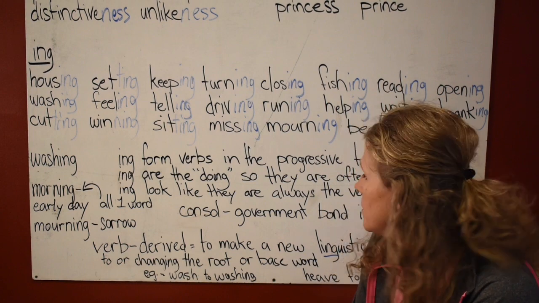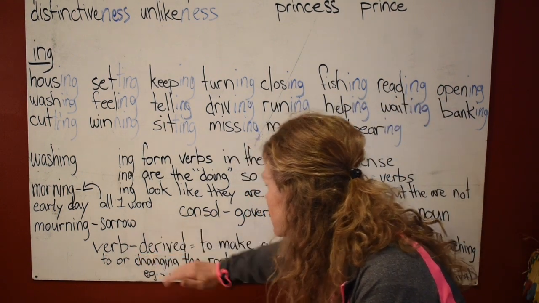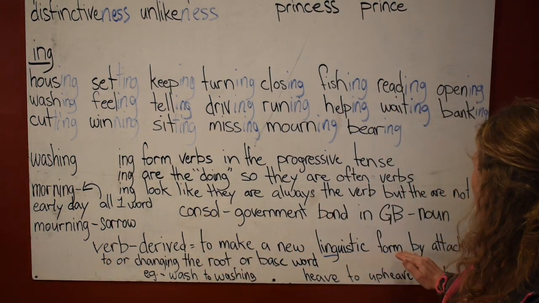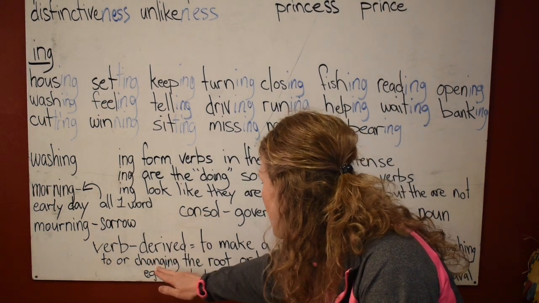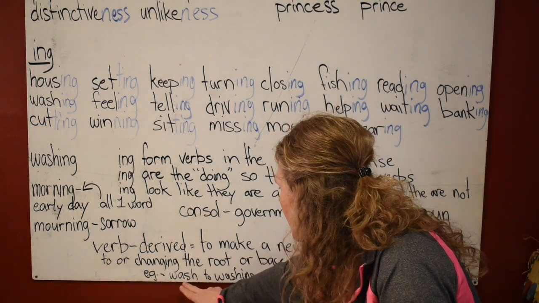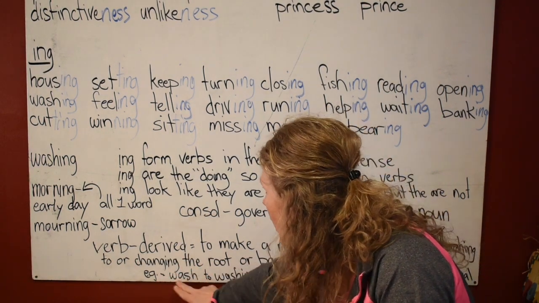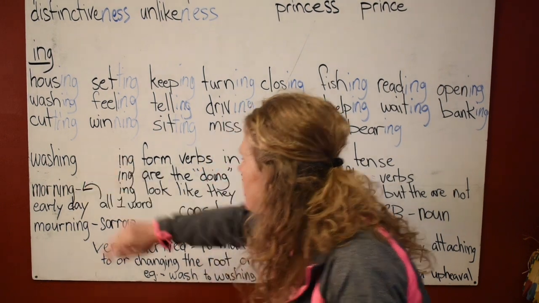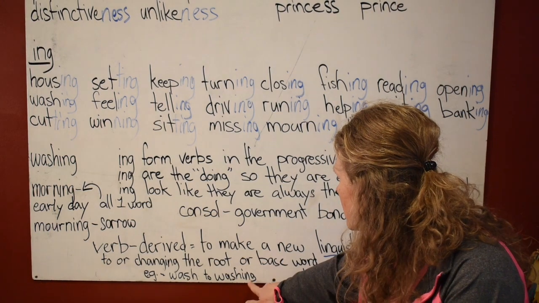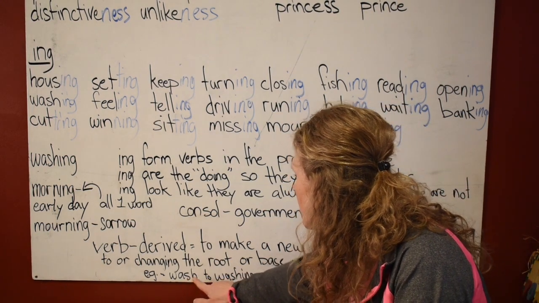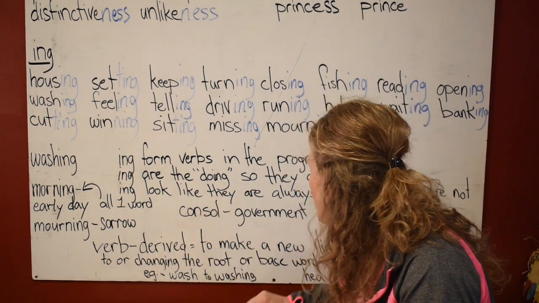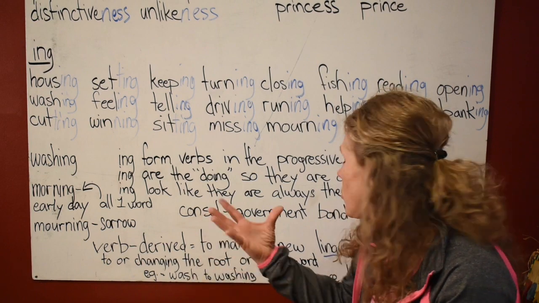So a verb derived means to make a new linguistic form by attaching or changing the root or base word. So what that means is that you have your base word wash, and you're adding your ing to make washing. So you're adding your suffix right there, and you're putting it on. Now you've derived your verb. Does that make sense, Dee? You're deriving your verb by adding either prefixes or suffixes onto that.